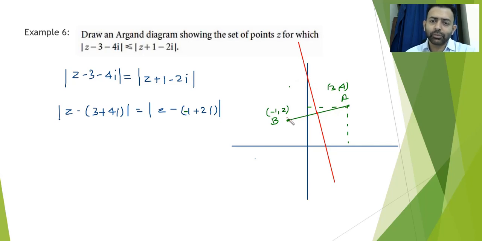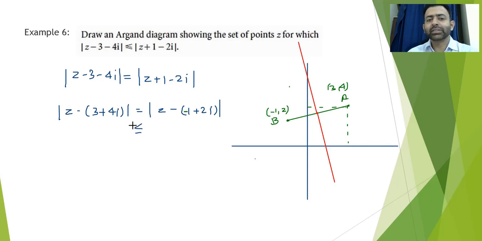So if the distance from two fixed points has to be equal, that represents a perpendicular bisector, right? If this is just a constant, that represents a circle. If it is mod of z minus a equal to mod of z minus b, that represents the equation of a perpendicular bisector, right? Now the original question was that instead of equal, it was less than or equal to.